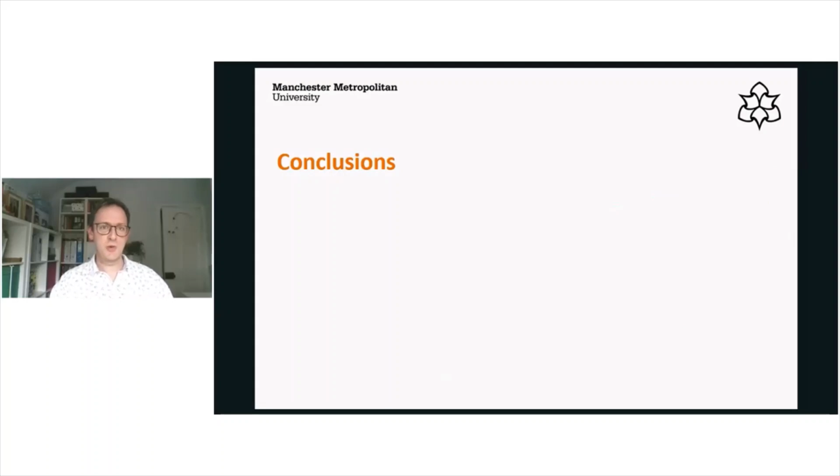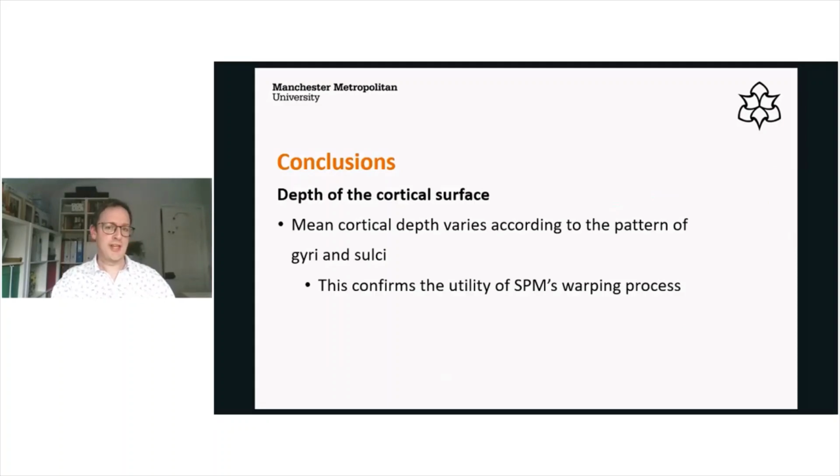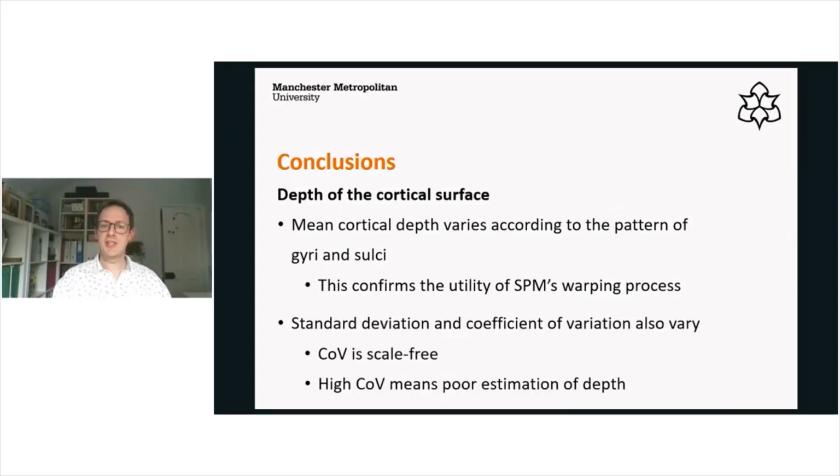Okay, so this is a quick tour through some statements about the depth of the cortex across the head. What can we say about this? One useful sanity check is that the mean depth of the cortex varies in the way we would expect it to. But standard deviation and the coefficient of variation also vary across the cortex. Given that the coefficient of variation should be scale-free, it helps us to find areas where depth can be well estimated or poorly estimated. And the answer is actually not very many areas have a good coefficient of variation.